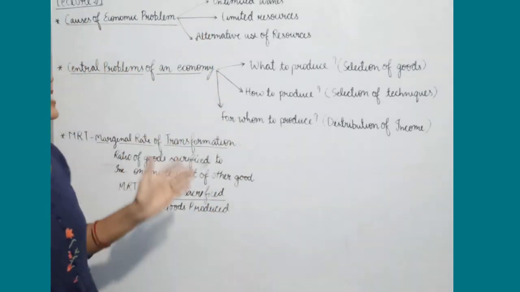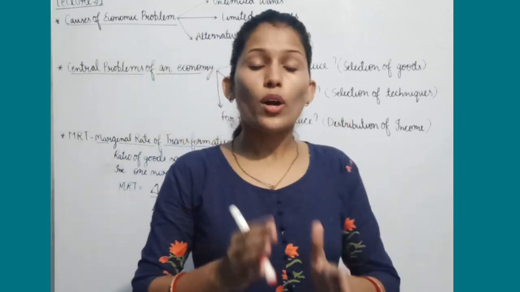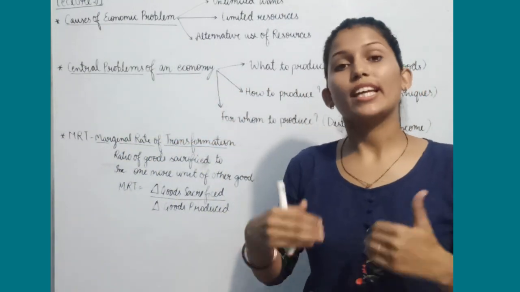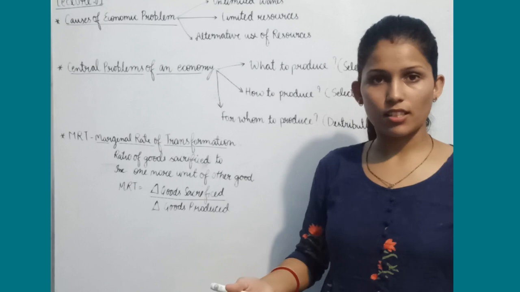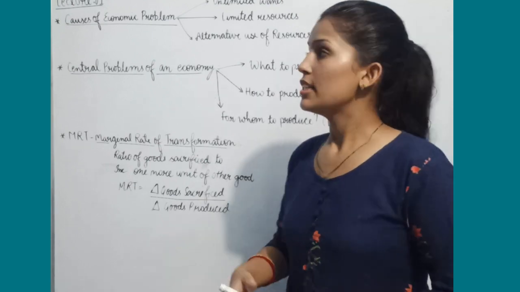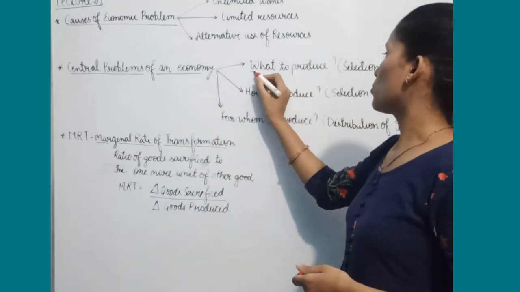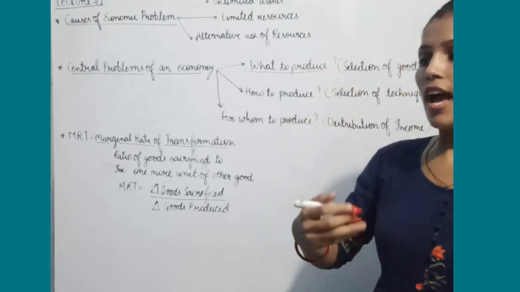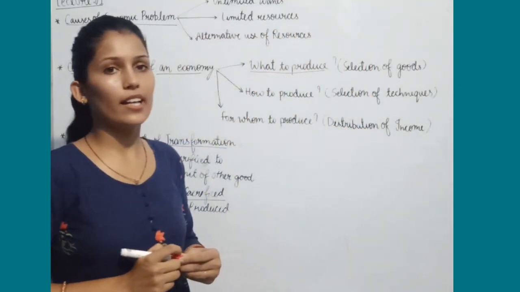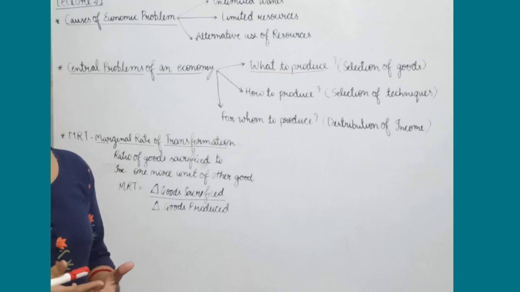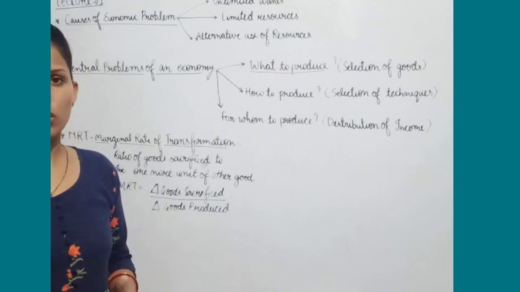Next are the central problems of an economy. What are the central problems that an economy faces? First is what to produce. What to produce means an economy has to decide which type of goods it has to produce.